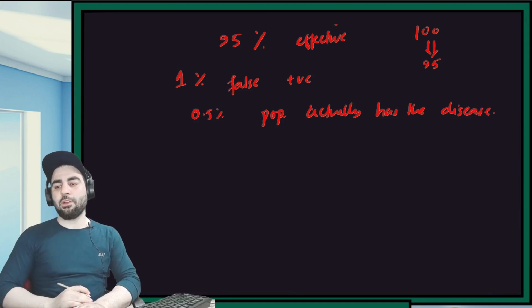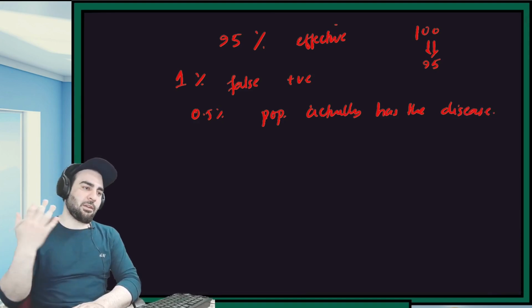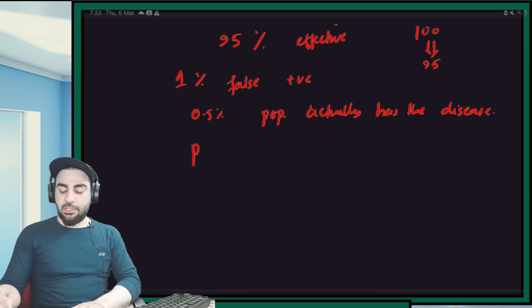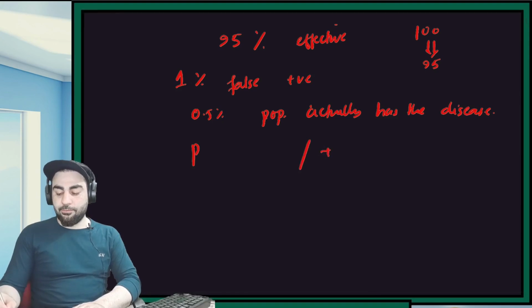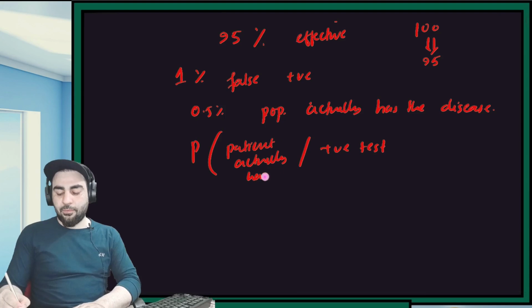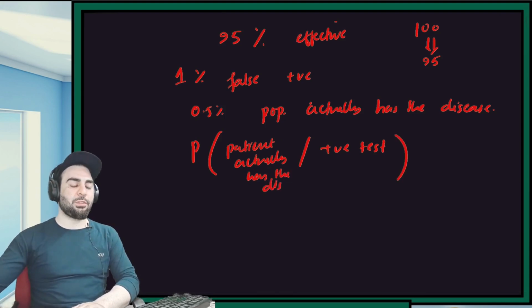Now what we have to compute is this: if a patient goes and gets his test done, and the patient's test comes out to be positive, we have to compute the probability that the patient actually has the disease. This is the question for you. I'll give you 2-3 minutes to ponder over it, and then at least tell me the approach. How will you approach the problem?